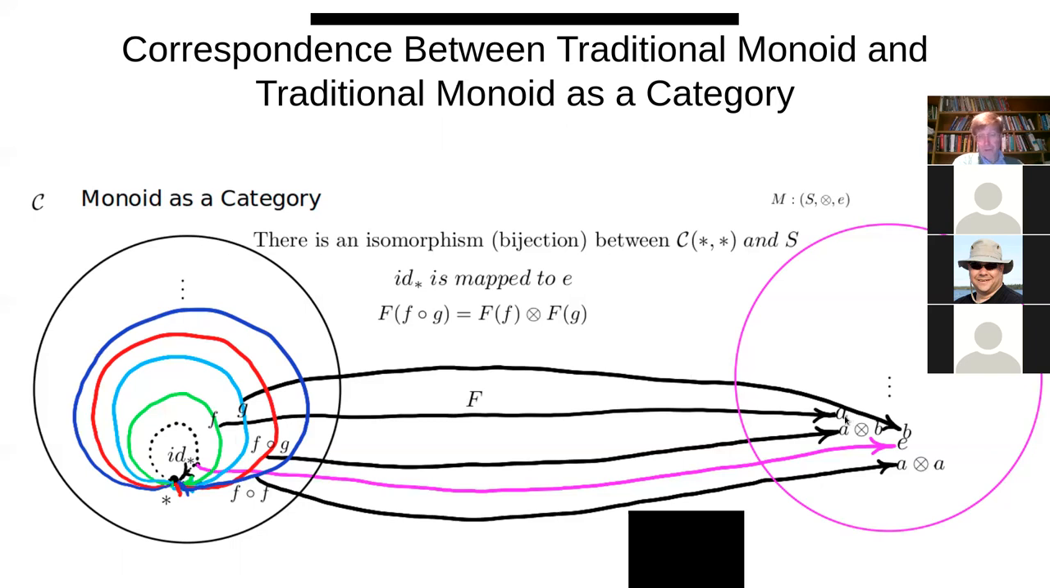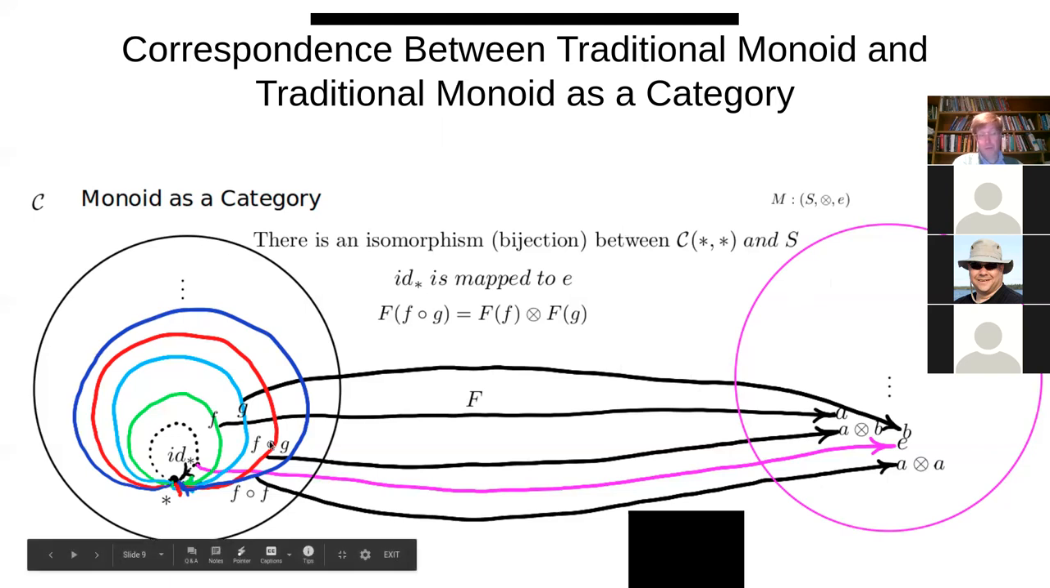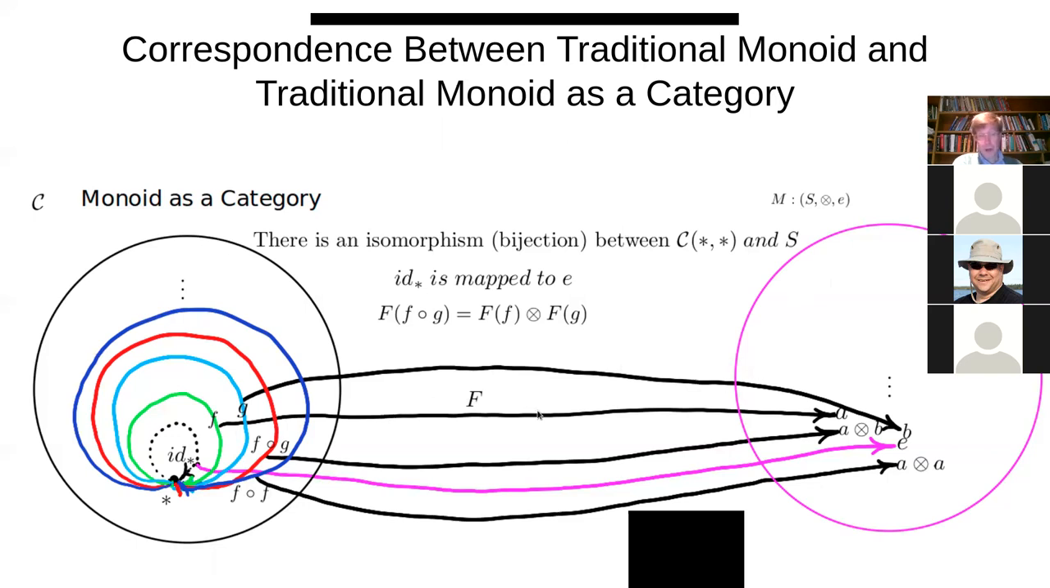Every element of S corresponds to a morphism over here in the monoid as a category, and every combination with tensor product corresponds to a composition over here in monoid as a category. There's a one-to-one correspondence between them. The rules of combination with tensor product are encoded in the rules that we choose when defining the composition of these morphisms within this category. So we simply choose composition when we define this category to give us the same results of combining morphisms as the elements associated with those morphisms have within S when we combine them with tensor product.